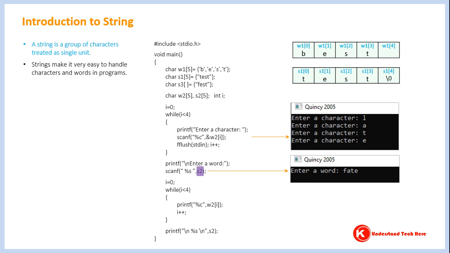Again, see how inconveniently we had to display each character using a loop if we were not allowed to treat a group of characters as a single unit. Now see how conveniently we can display a word using a single statement. Remember to use %s, not %c. This is how being able to treat a group of characters as a single unit, called a string in programming, makes it easy to store, get, and display words.